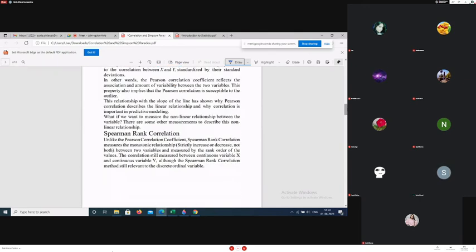So this is what and why we use the Pearson coefficient. It simply says that the relationship with the slope on the line has shown why Pearson correlation describes a linear relationship, and why correlation is important in a predictive model. Why is correlation necessary in a predictive model? Because it becomes easier to tell, to predict.